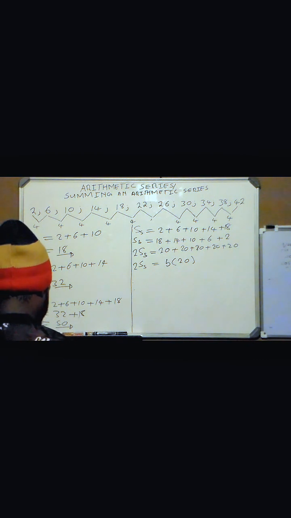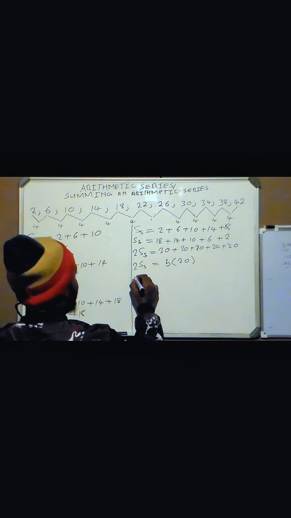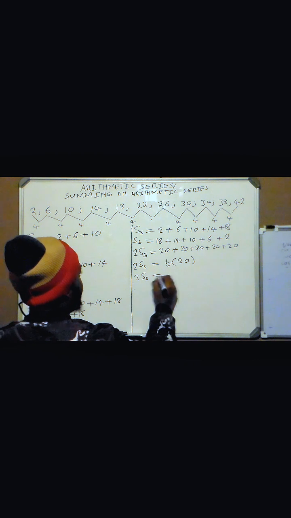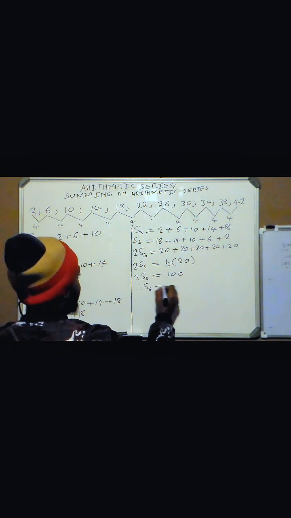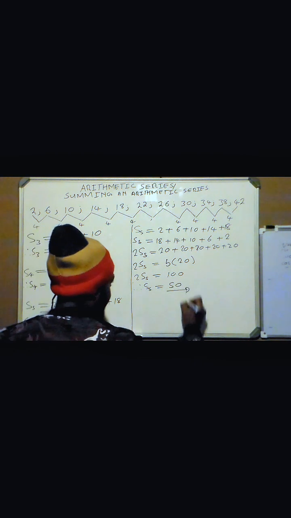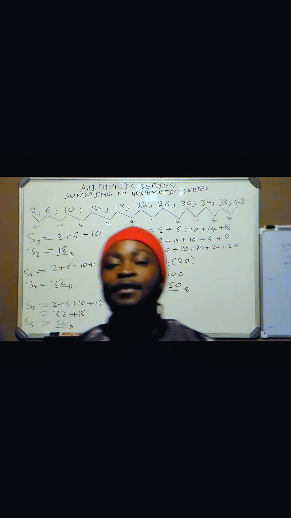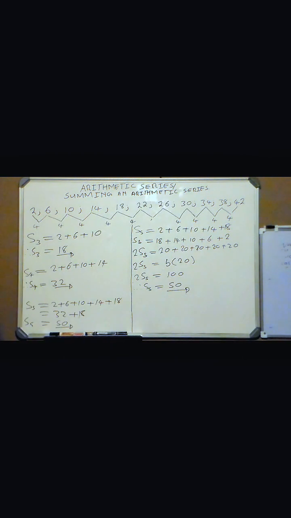So 5 times 20, I get 100. So therefore, 2S5 would be 100. Divide this by 2, therefore S5 would be 50. Sharp. So I hope by doing this, guys, you get the pattern that I'm trying to show you.